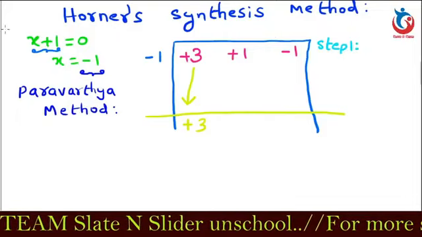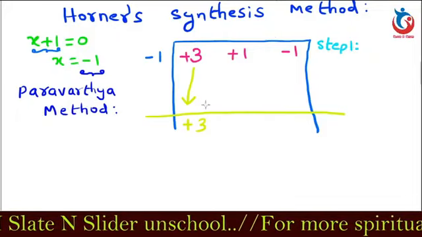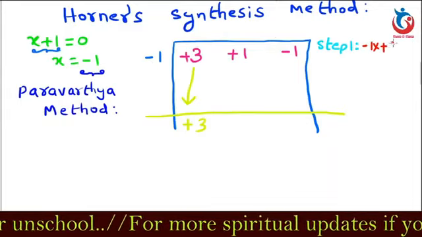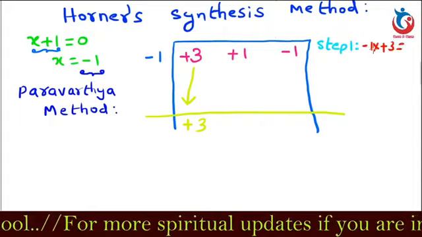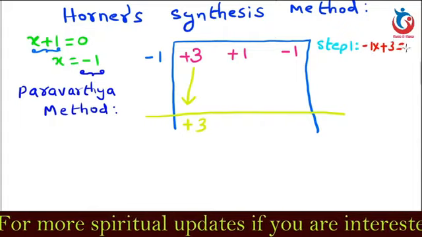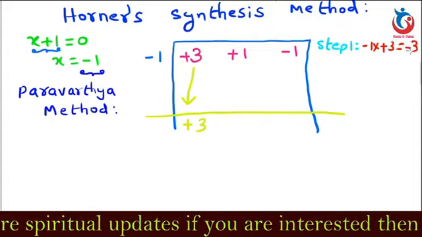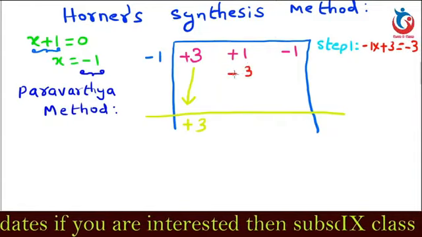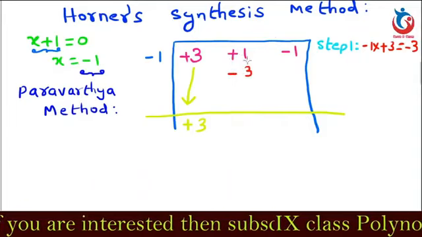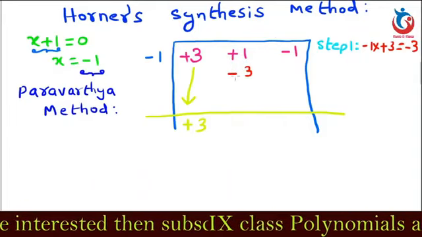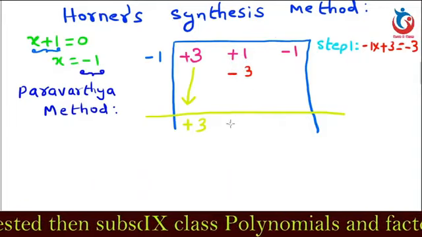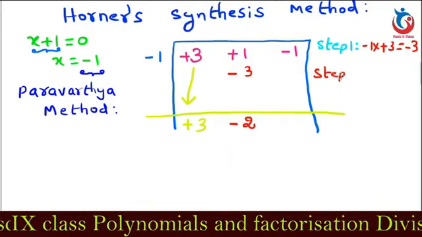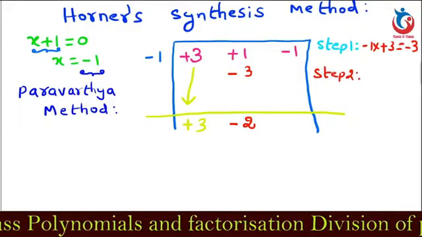So -1 into +3, that is equal to minus into plus, minus 1 into 3, so it is -3. So write -3 here and write the answer. +1 -3, what is the answer? We get -2.